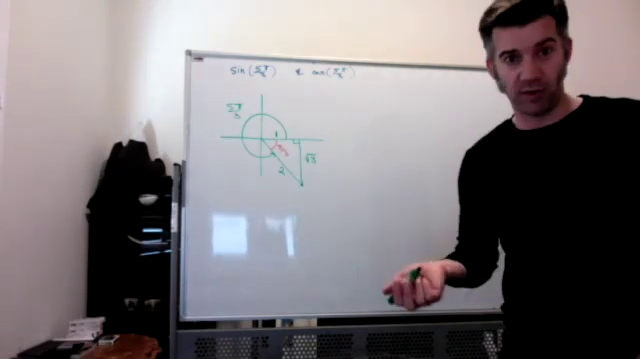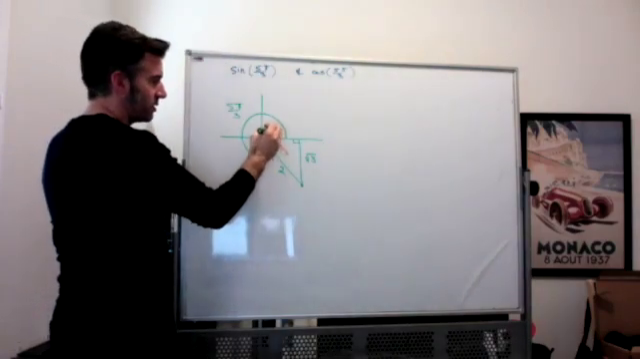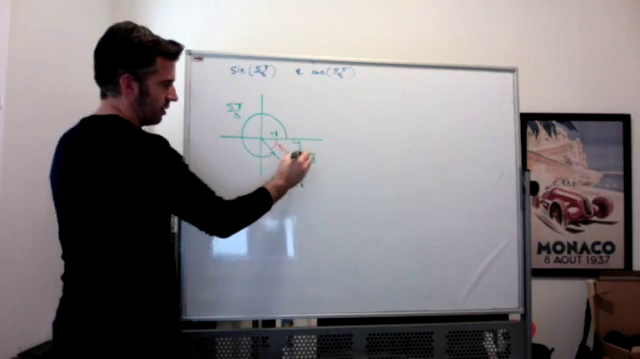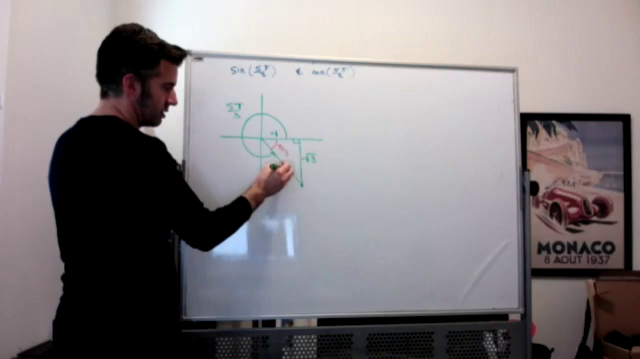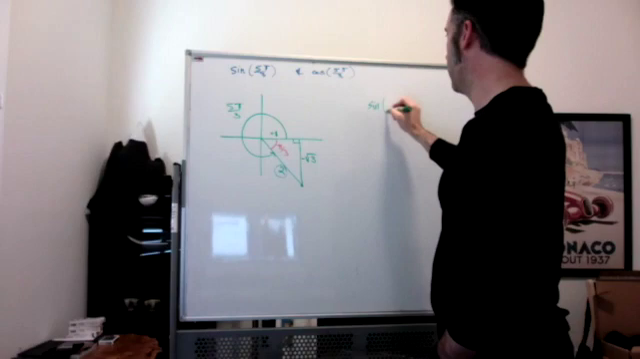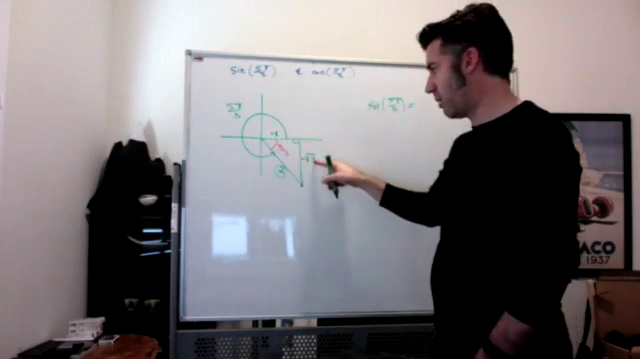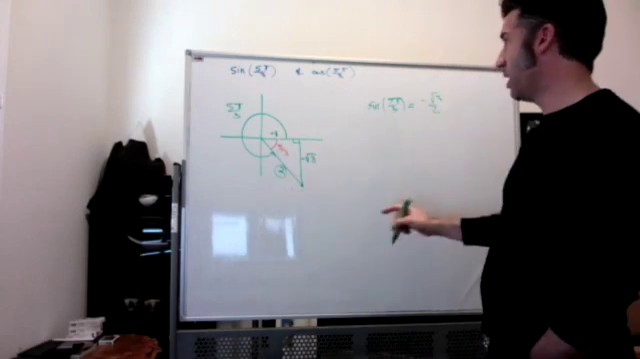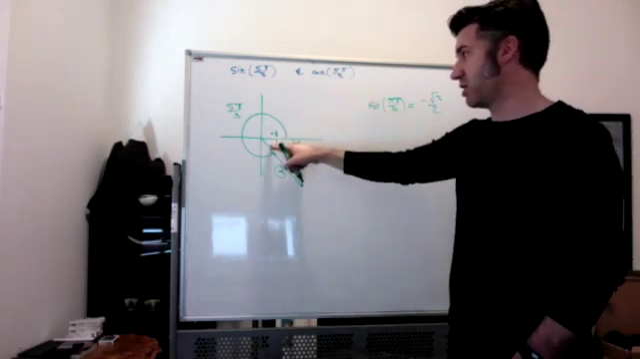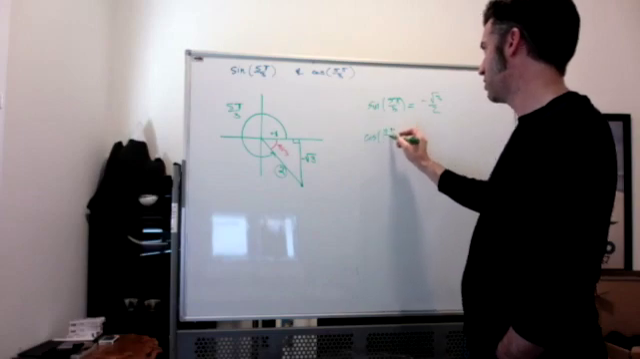Here's the way I don't prefer to do it. People like to say, well, I went 1 in the x direction, so it's positive 1, but I went √3 in the negative y direction, so it's negative √3. And then this is always positive. So you could say sine of 5 pi over 3 is equal to the opposite over hypotenuse, which is negative √3 over 2. And cosine of 5 pi over 3 is equal to the adjacent over the hypotenuse, which is positive 1 over 2.